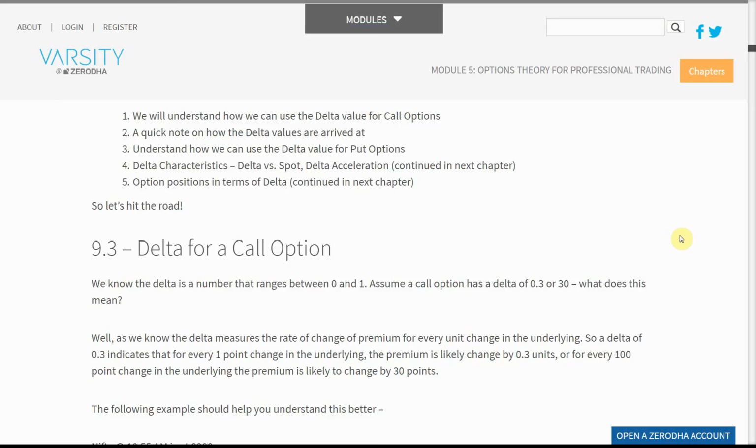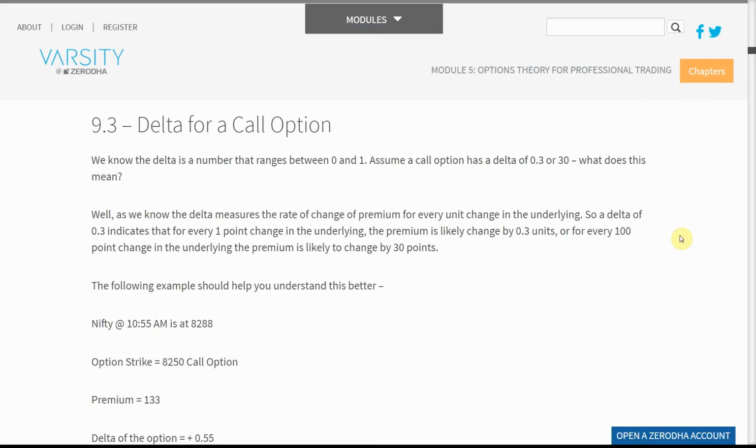9.3 Delta for a call option. We know that delta is a number that ranges between 0 and 1. Assume a call option has a delta of 0.3 or 30. What does this mean? Well, as we know, the delta measures the rate of change of premium for every unit change in the underlying. So a delta of 0.3 indicates that for every 1 point change in the underlying, the premium is likely to change by 0.3 units. Or for every 100 point change in the underlying, the premium is likely to change by 30 points. The following example should help you understand this better.